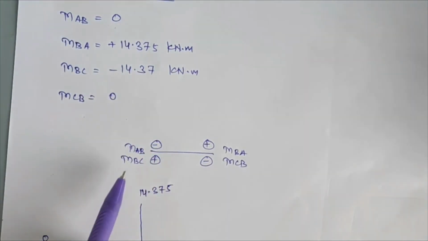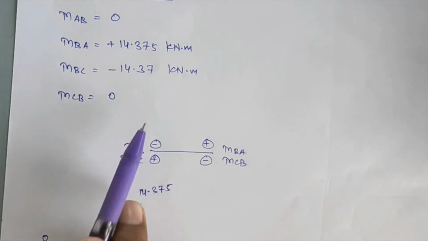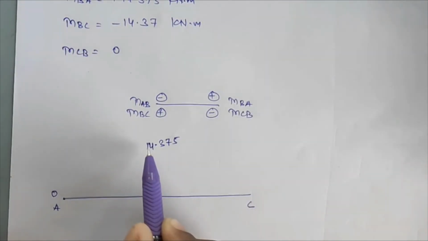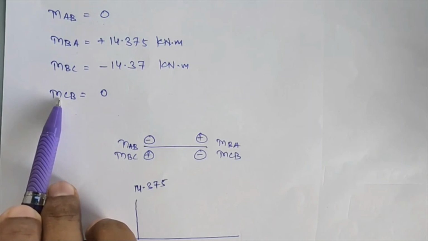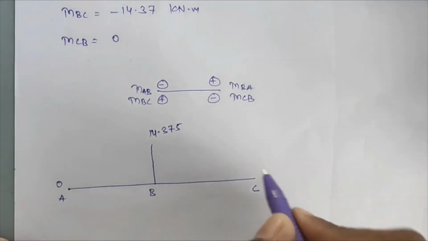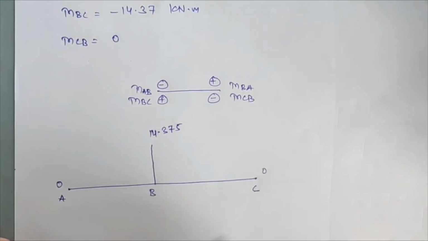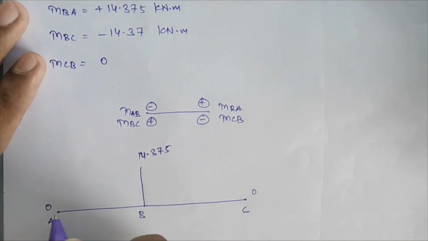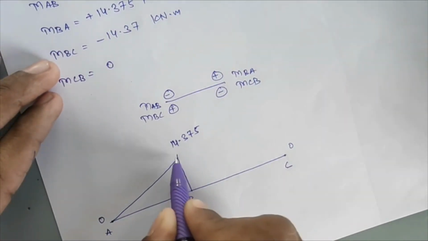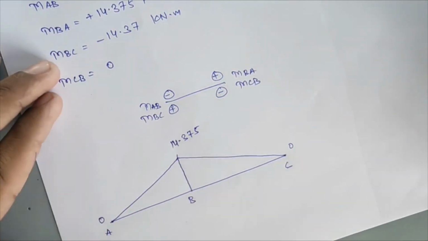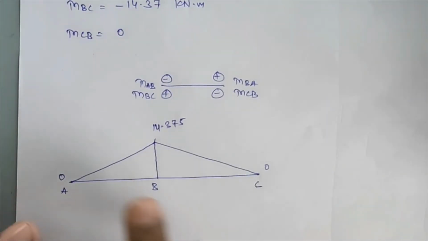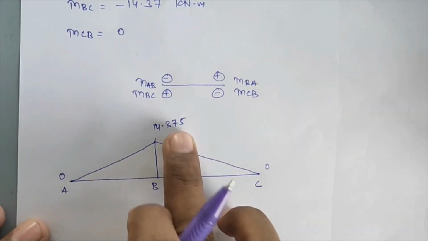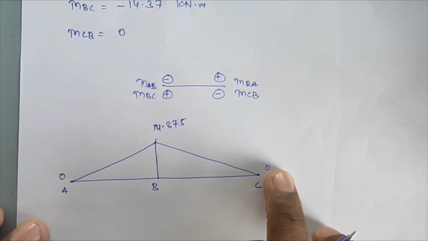So MBC you are getting as minus 14.375, minus you are getting, so you will plot it again on the upward side. So already it is done over here. Okay, and MCB I am getting equal to 0, so that will end directly at this point. So join these particular points by a straight line. Okay, so what are these? 0, 14.375 and 0, these are nothing but the support moments.